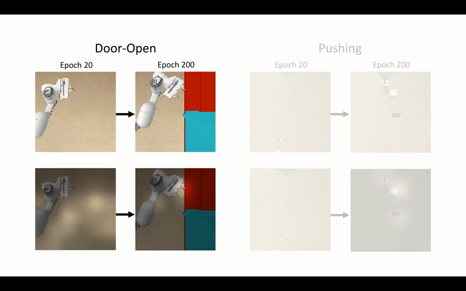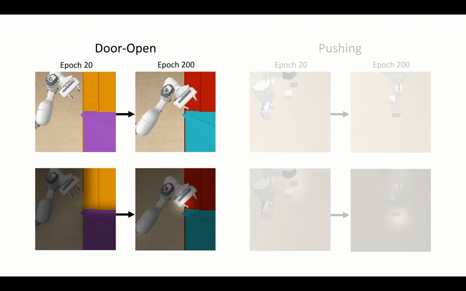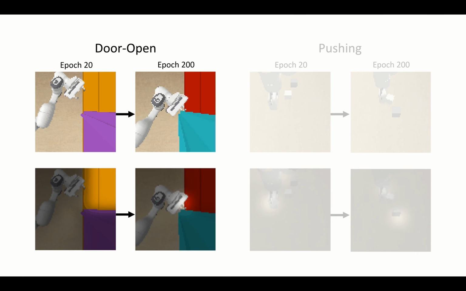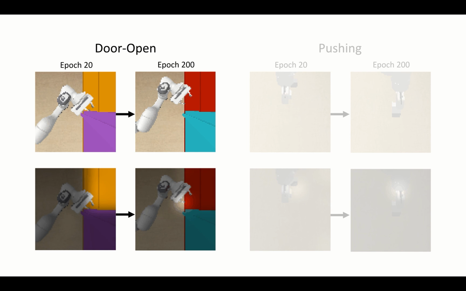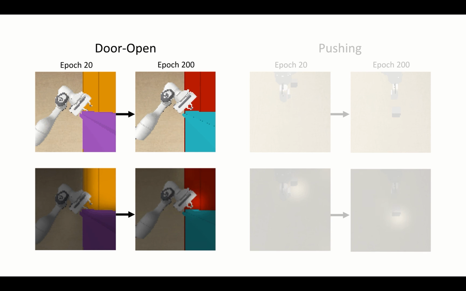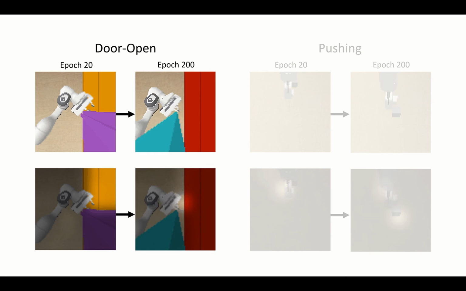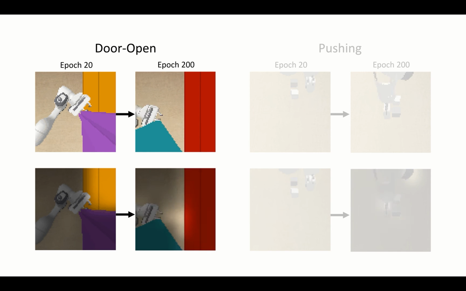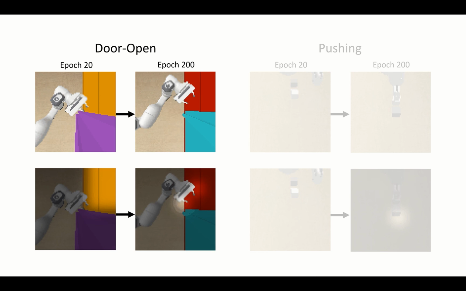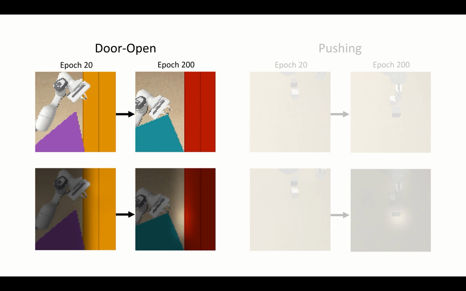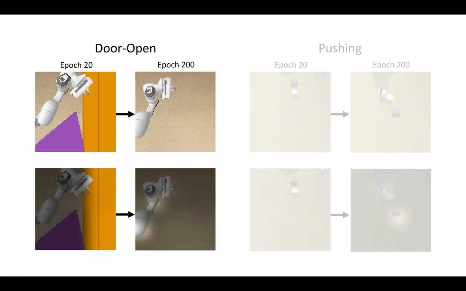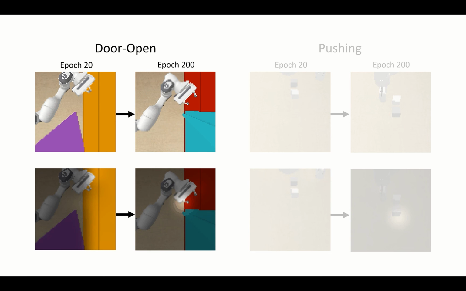Here, we visualize the latent representation as attention maps overlaid on RGB inputs. In the door open task, we can see that in the beginning of training, attention is not focused on information that is relevant to completing the task, but that by the end of training, attention is focused on visual information that is associated with tactile cues from contacting the door.